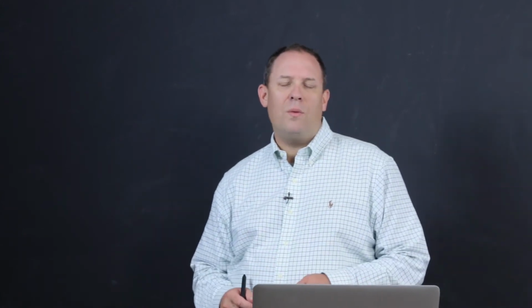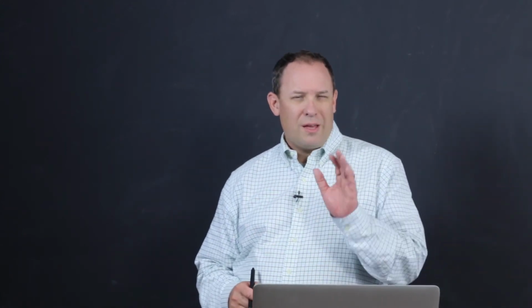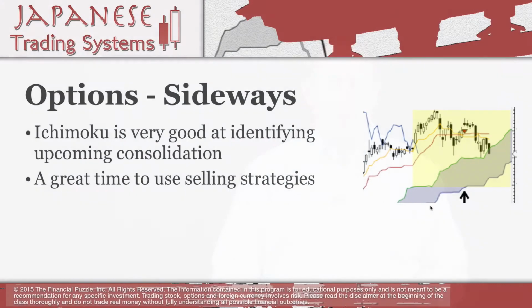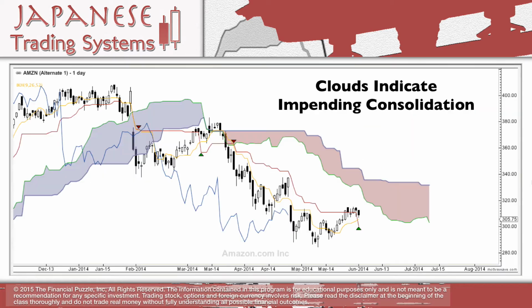Now let's talk about how we trade a sideways move. Let me clarify that. I just said avoid trading consolidations. Avoid it with a trending strategy. If you do want to trade a sideways move, how do you trade that sideways move? Well, Ichimoku is very good at identifying sideways moves, but your key here is you're going to have to apply a winning strategy to that sideways move. So this becomes a good time to use selling strategies.